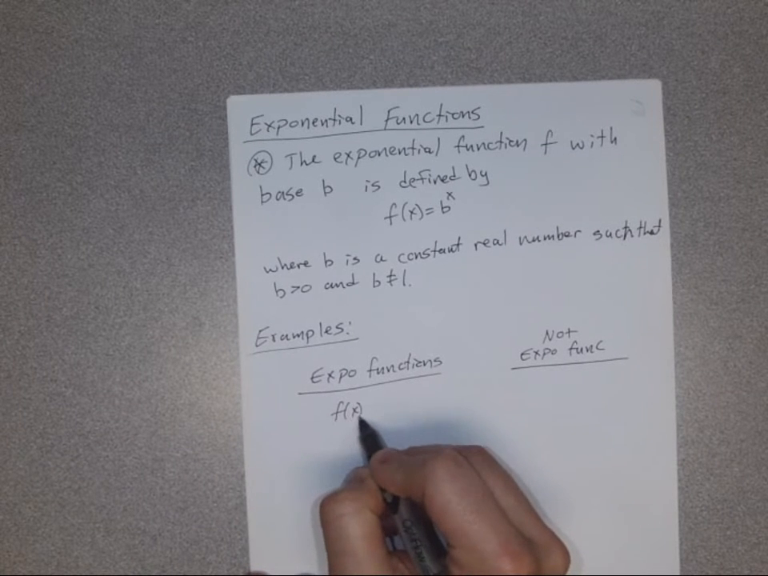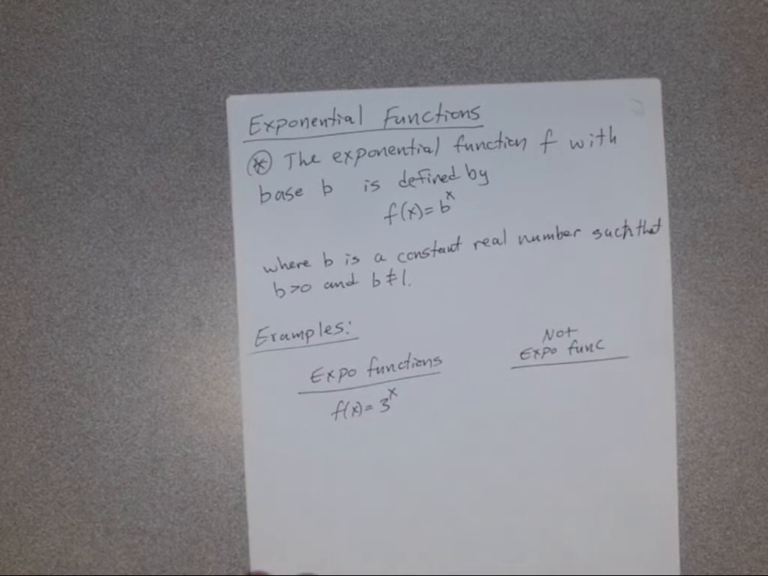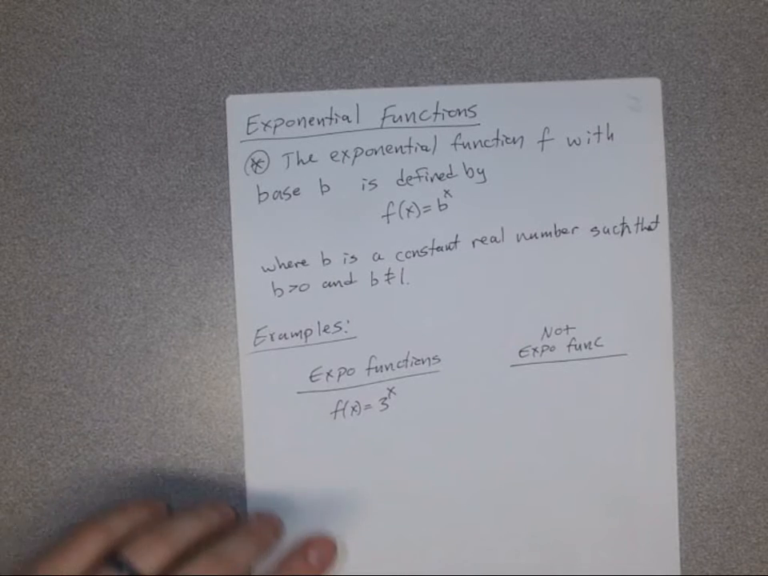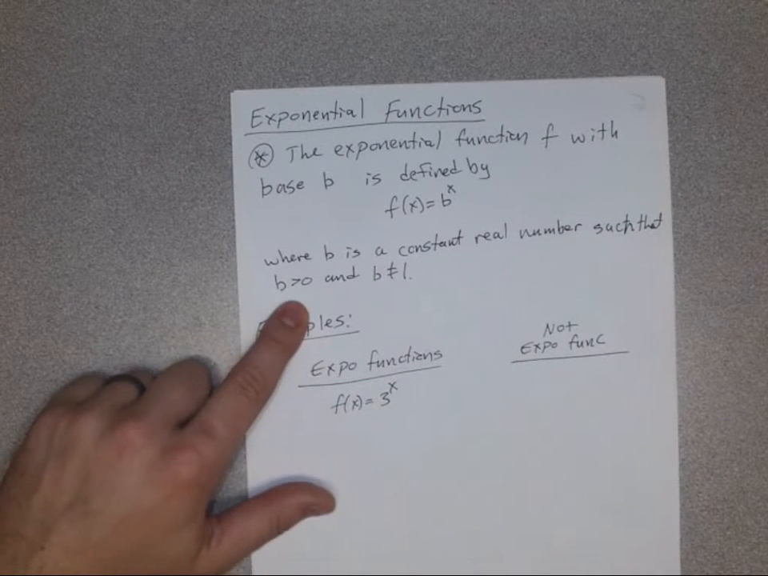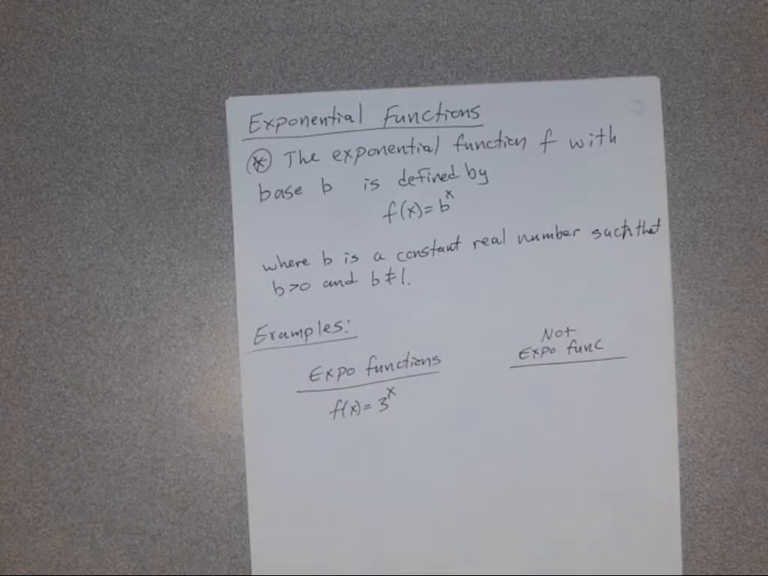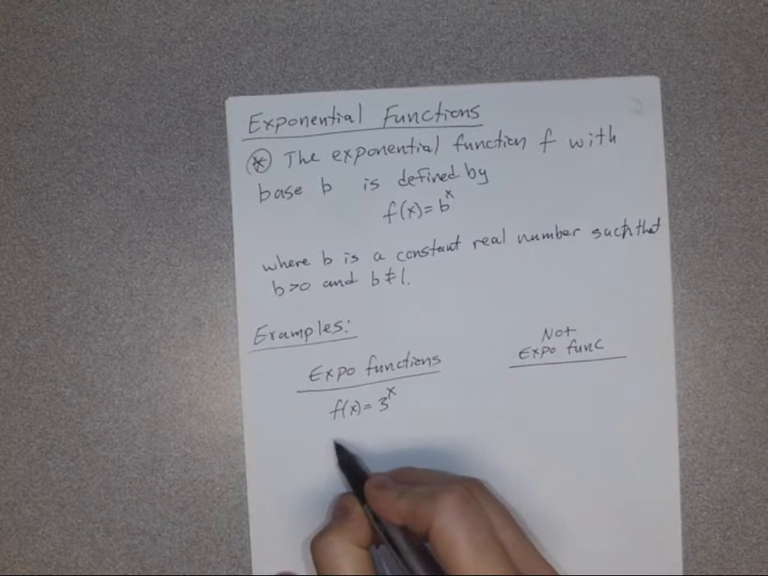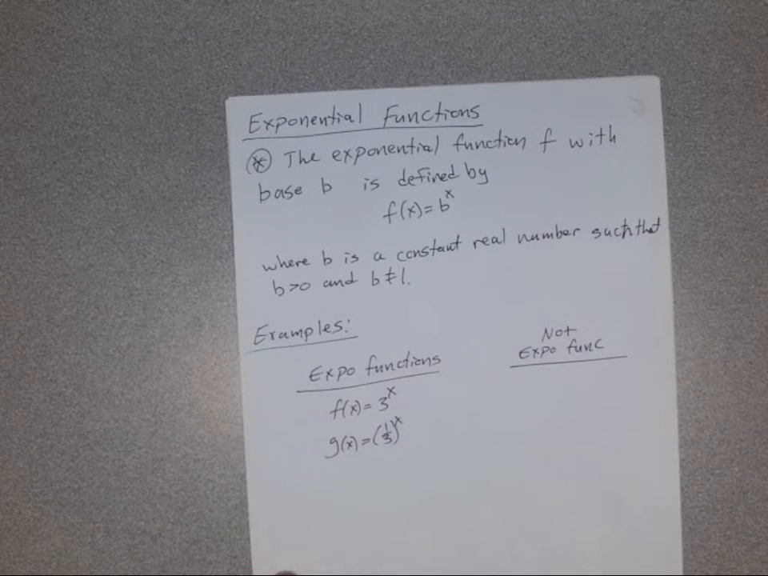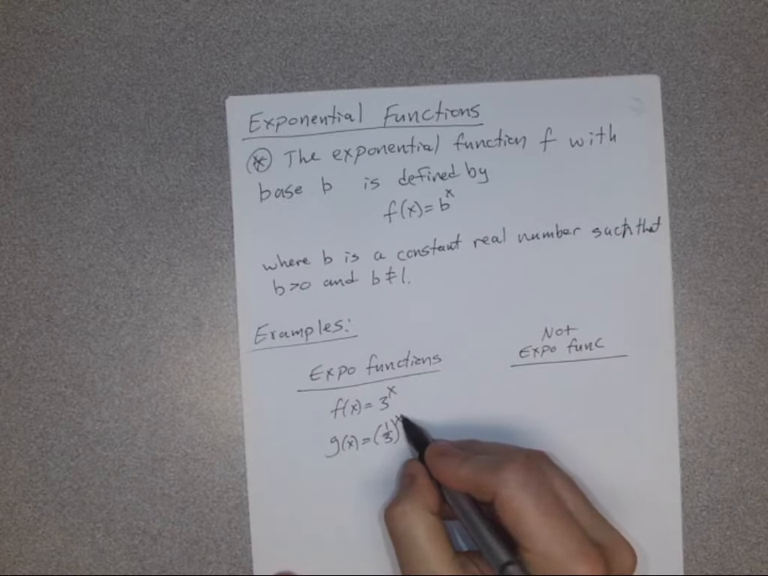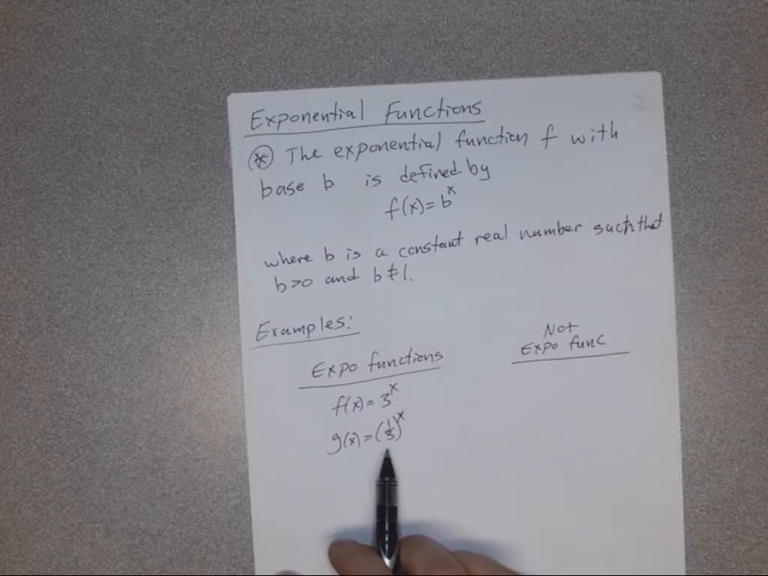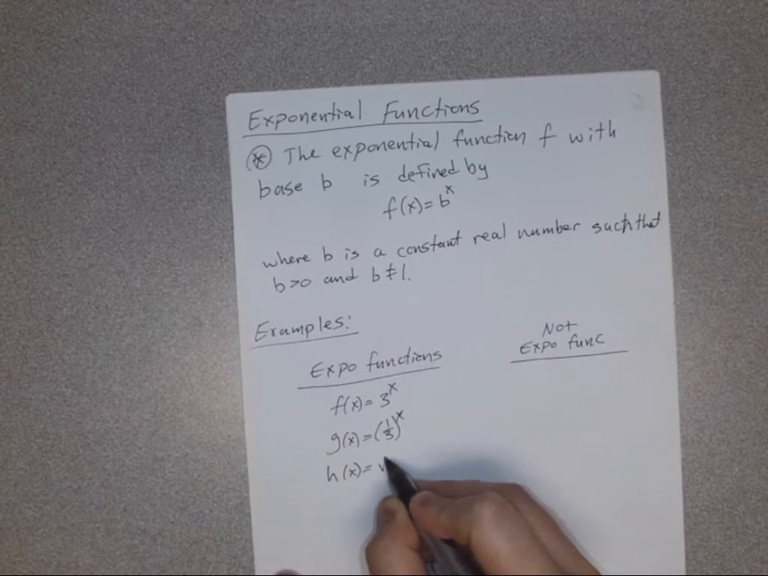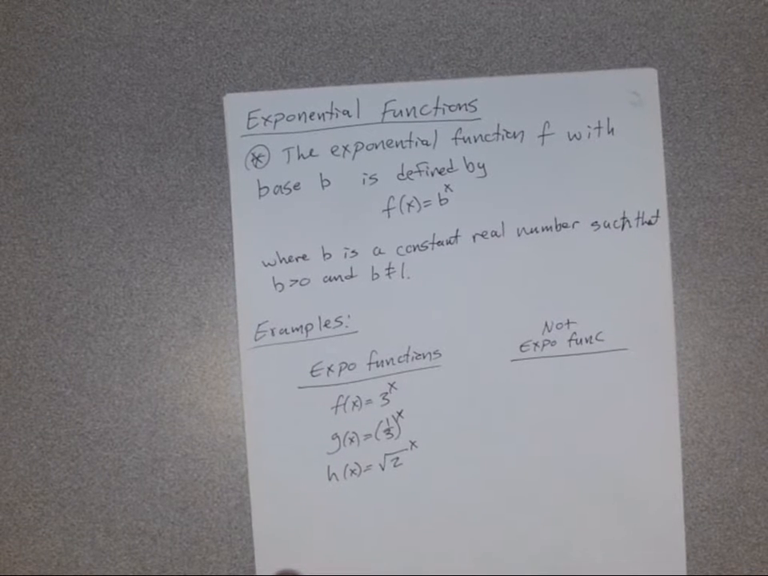We'll call this one f of x, and we can say 3 to the x power. That's an exponential function. Our variable is in the exponent, and our b is 3, and that's greater than 0 and not equal to 1. So that defines an exponential function. We could also have something like this, 1/3 to the x. 1/3 is our b, which is greater than 0 and is not equal to 1. And just to hammer it home, you could have something like the square root of 2 raised to the x power.